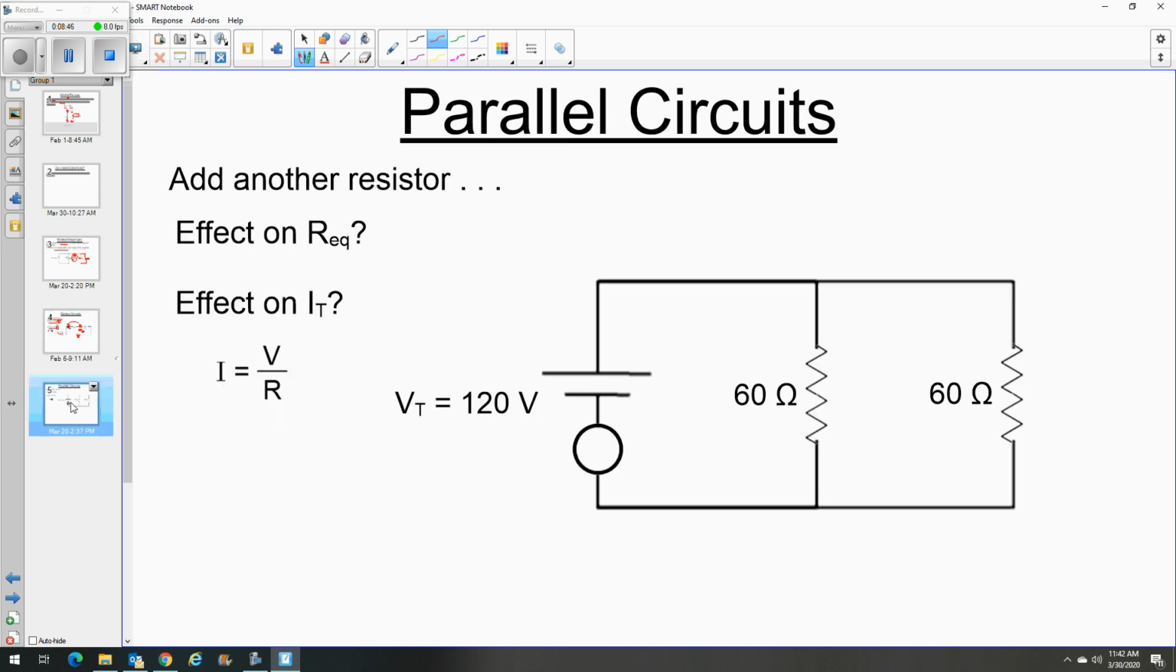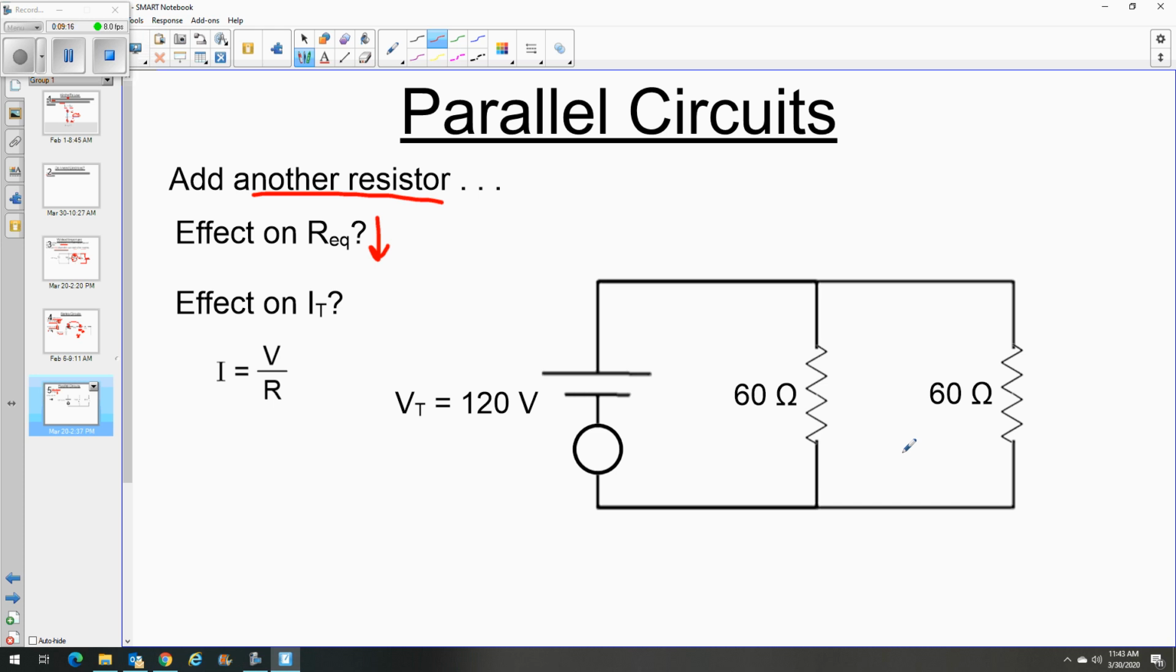All right, what happens if you add another resistor to a parallel circuit? Well, in general, parallel circuits are more difficult to understand because of the way the equivalent resistance behaves. If we add another resistor to a parallel circuit, you should remember from our parallel circuit work that the equivalent resistance goes down, which is very tough on the brain because adding another resistor, there's something in our nature that doesn't want the equivalent resistance to go down. We would like it to go up.